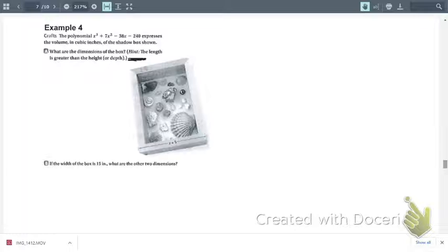Alright, so we look at this box, and it is a rectangular prism, so we know that the volume for a rectangular prism is length times width times height. We know what the width is, so it gives us the width. The width equals x plus 5. So what we're going to do is find out what the length times the height is by dividing by the width. So our polynomial is x cubed, it's right here.